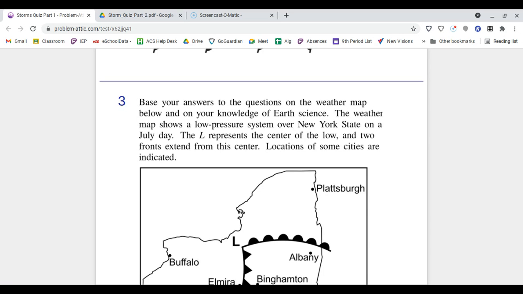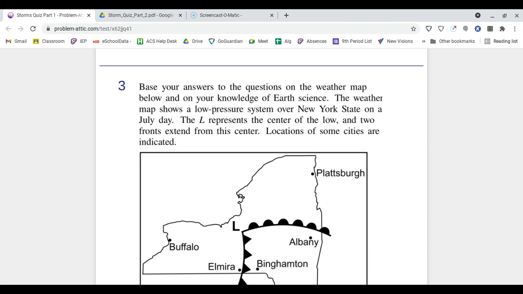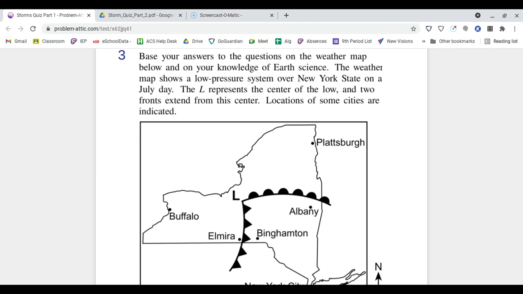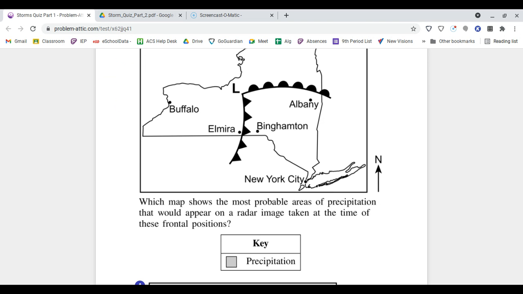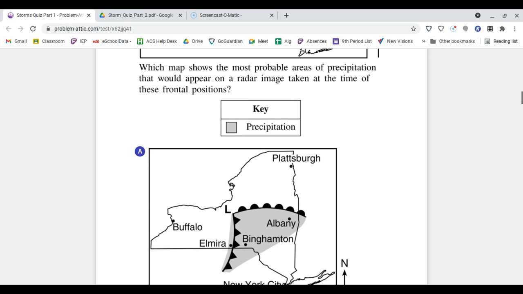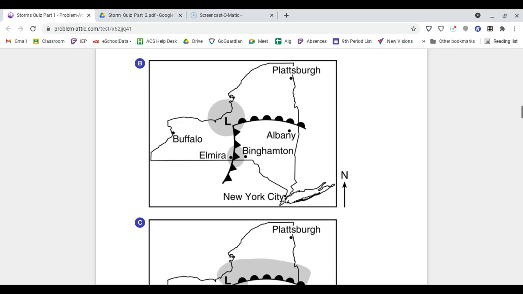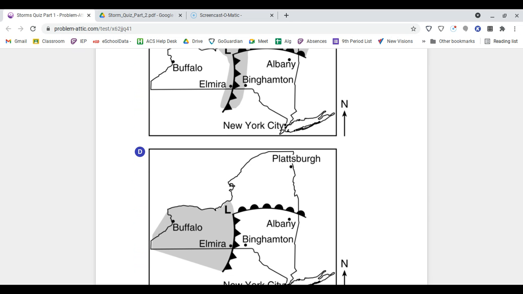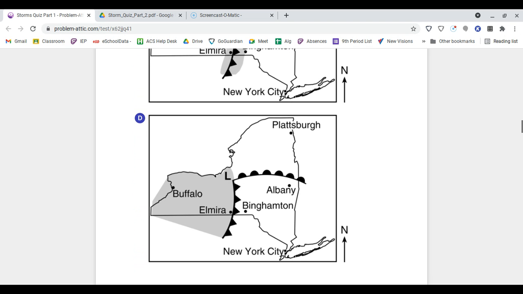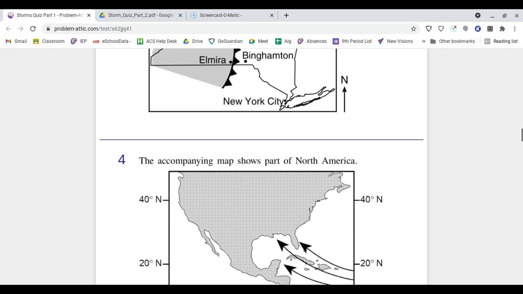Number 3. This weather map shows a low pressure system over New York on a July day. The L represents the center of the low, and 2 fronts extend from that center. Which map shows the most probable areas of precipitation that would appear on a radar image taken at the time of those frontal positions? And I remember, Kyla, you got this one right last week. So I'm going to take away D, the last one. It's not D. Are we good? Good, Luce?